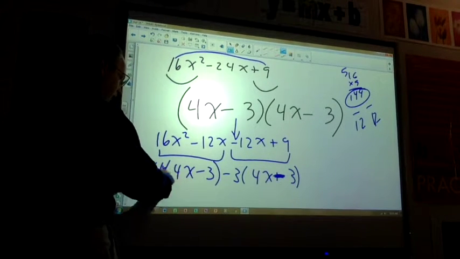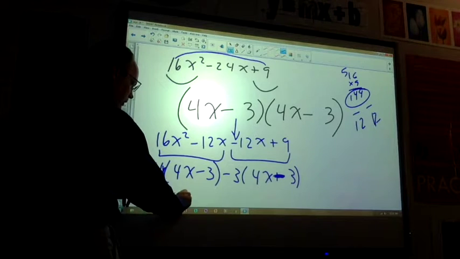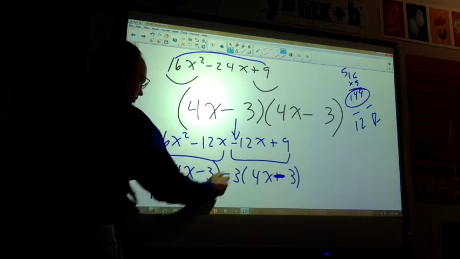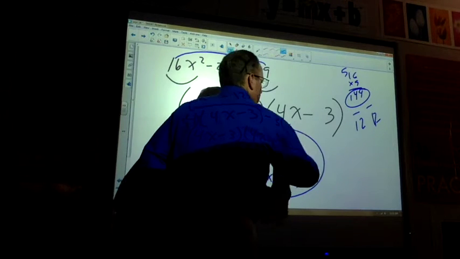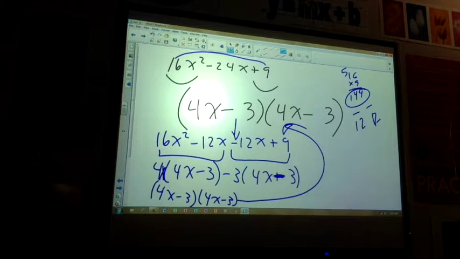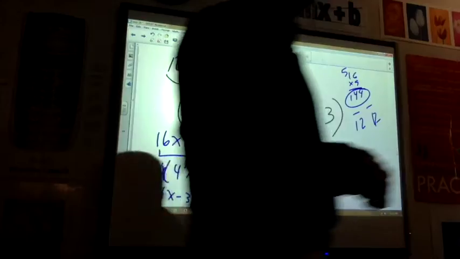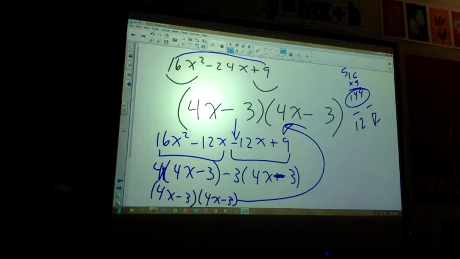And what do I have left here? I have a 4x minus 3 in common between these two. And I have a 4x minus 3 right there. And this should be the same as that. If it's not, I did something wrong. I wrote it like 4x minus 3 squared, but you kind of had a point off. 4x minus 3, in parentheses, quantity squared. I marked yours wrong. Did I really?